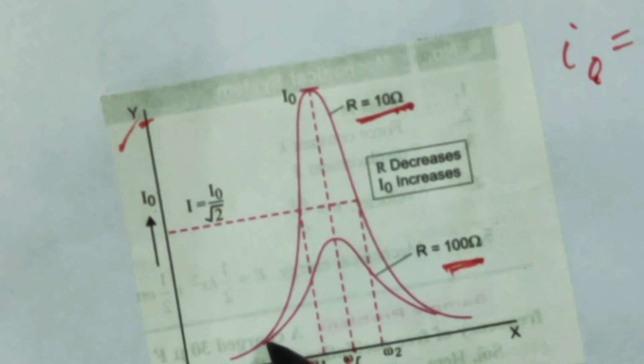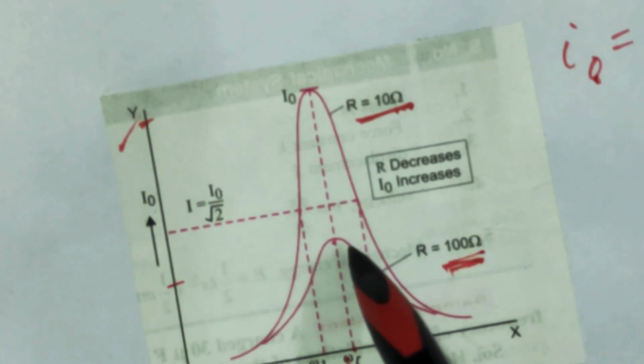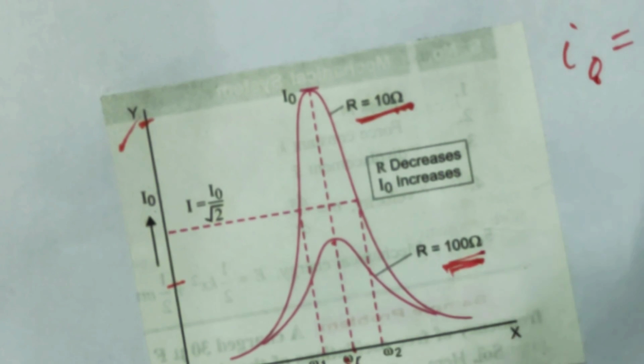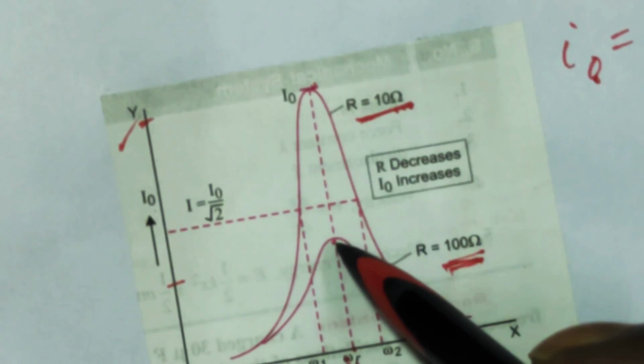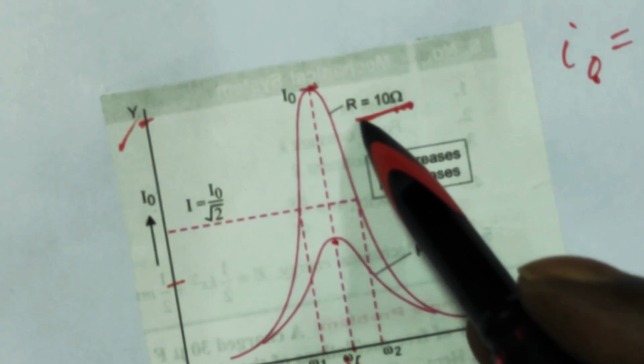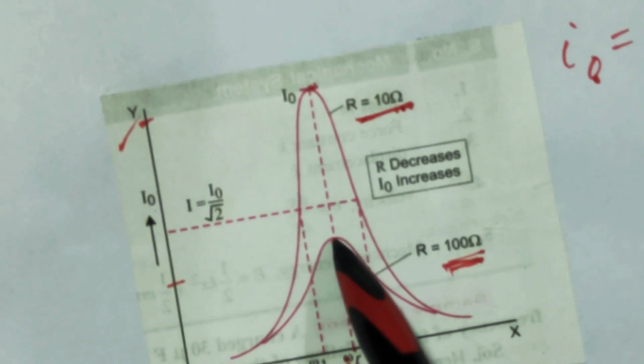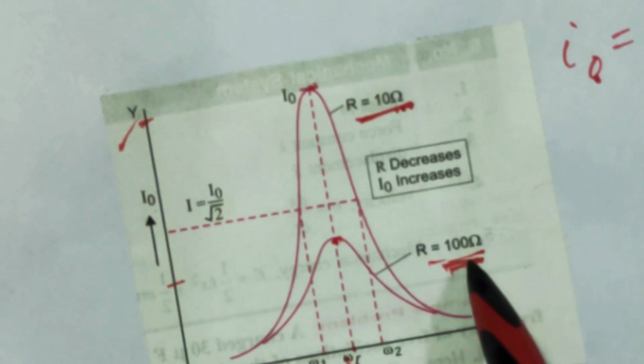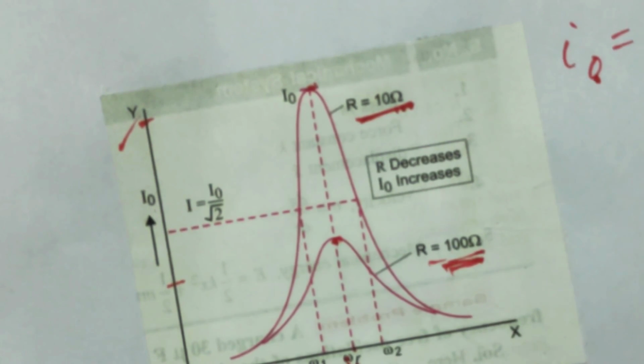So now this is this one, for R is equal to 100. For the same omega R, the maximum current has decreased because you have increased R, because this is a fraction. The frequency remaining the same, if you change R, then the maximum current I naught also changes. Here this I naught is for R is equal to 10. Here this I naught is for R is equal to 100 for the same angular frequency omega R.